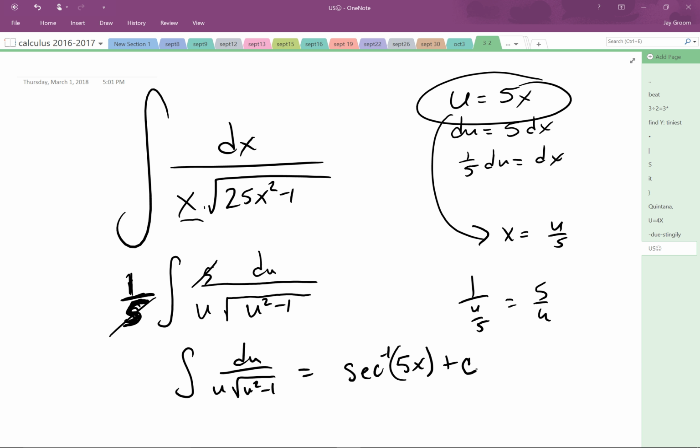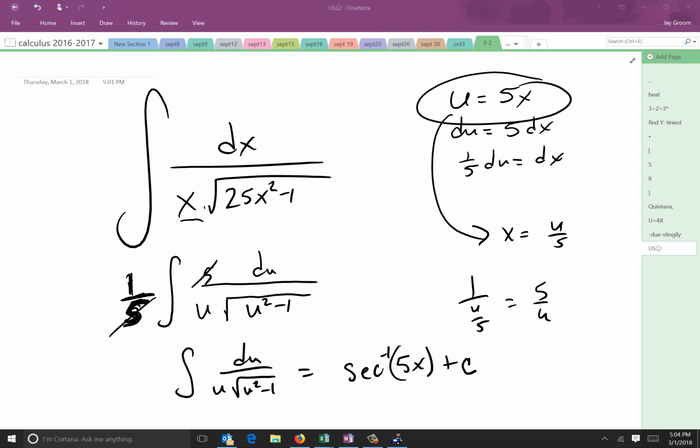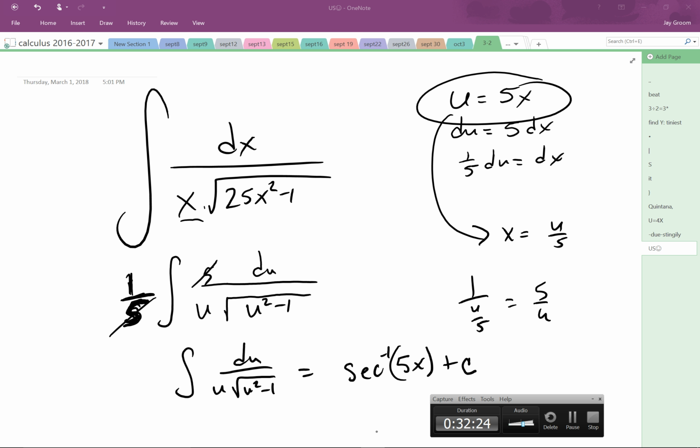Forget what problem that is. I was going to tell you what problem that is so you could look it up on your own and see which one I did. Excuse me, that is number 50 on that page of the homework. Number 50. And yeah, it's pretty straightforward. That's it.